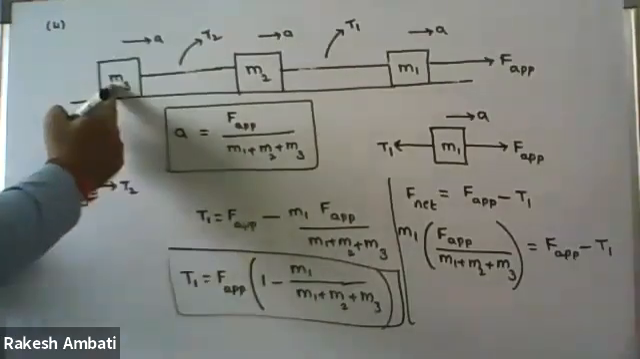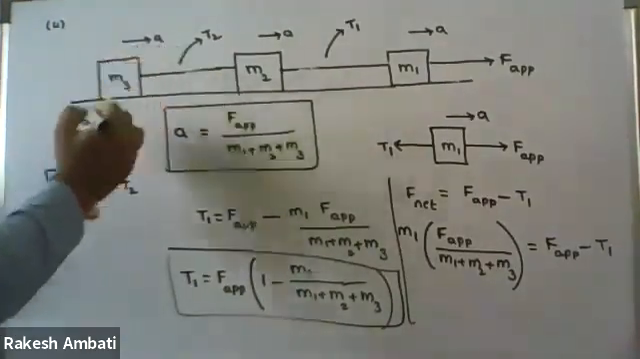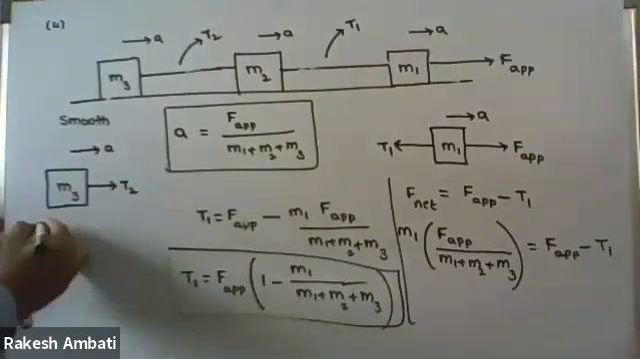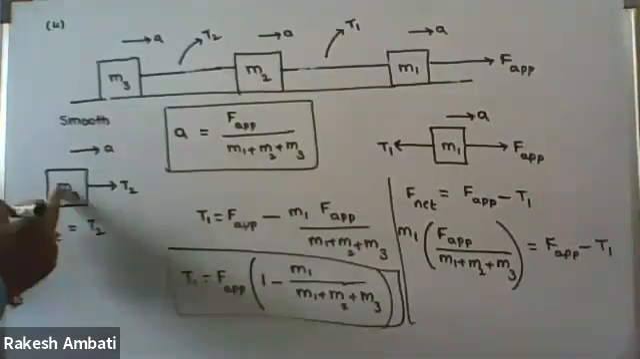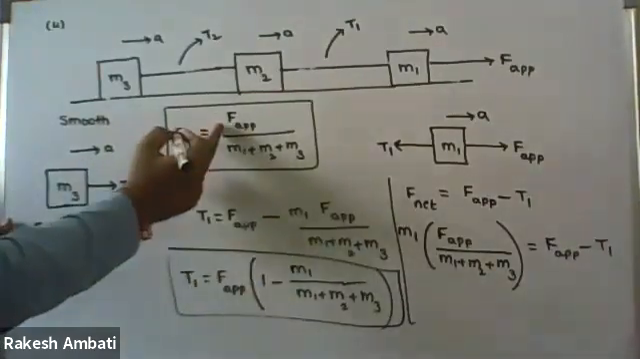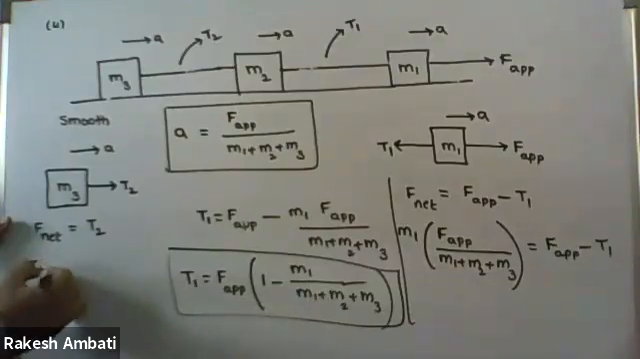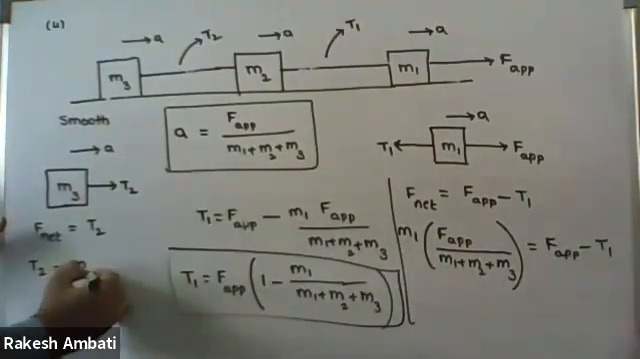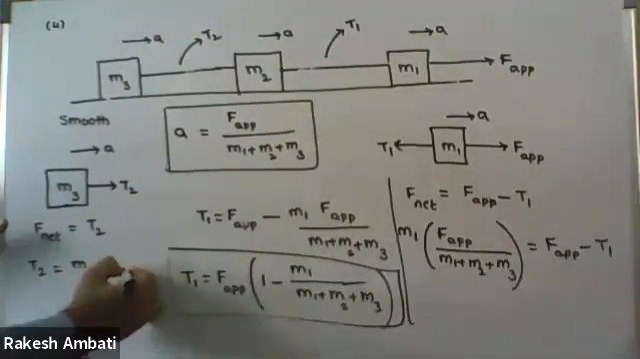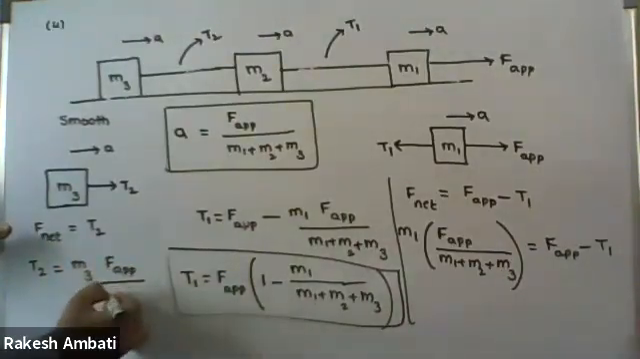And what is the direction of motion? Right-hand side. Therefore, what is the value of the resultant force? Only T2. Resultant force means mass M3 into acceleration. Therefore, T2 equals M3 into F applied divided by M1 plus M2 plus M3.